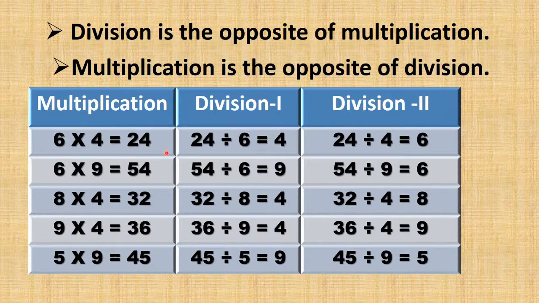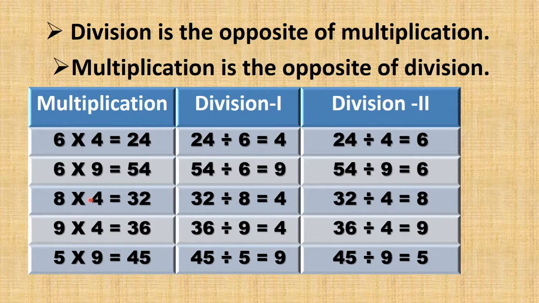See here, 6 multiplied by 4 is equal to 24. In division 1, 24 divided by 6 is equal to 4. And in division 2, 24 divided by 4 is equal to 6. 6 multiplied by 9 is equal to 54. 54 divided by 6 is equal to 9. And 54 divided by 9 is equal to 6.